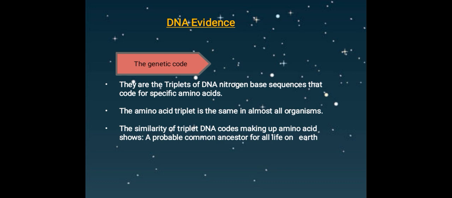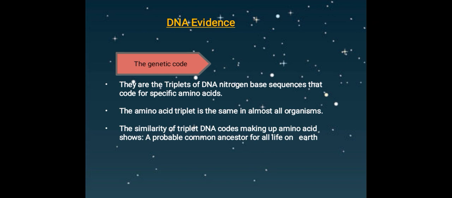This video is about evidence for evolution, evolution in action, and imperfections in evolution. So, DNA evidence is the genetic code. They are the triplets of DNA nitrogen base sequence that code for specific amino acids. The amino acid triplet is the same in almost all organisms. The similarity of triplet DNA codes making up amino acids shows a probable common ancestor for all life on Earth.